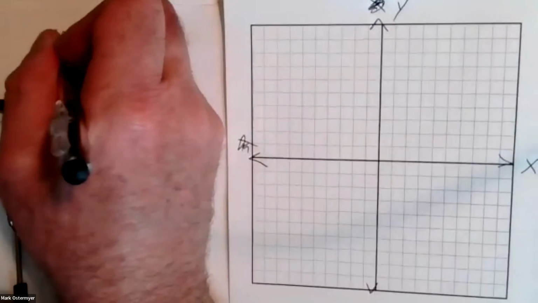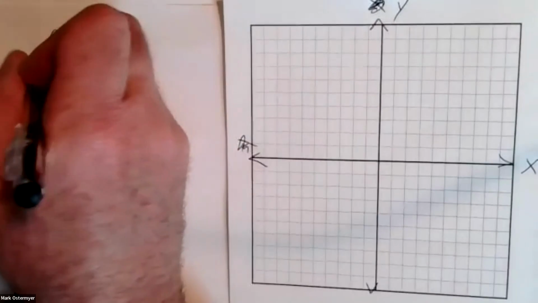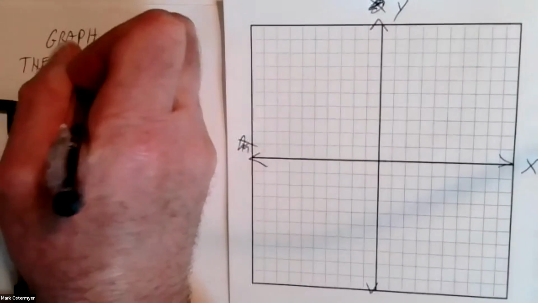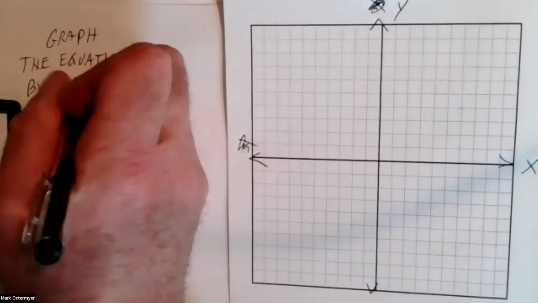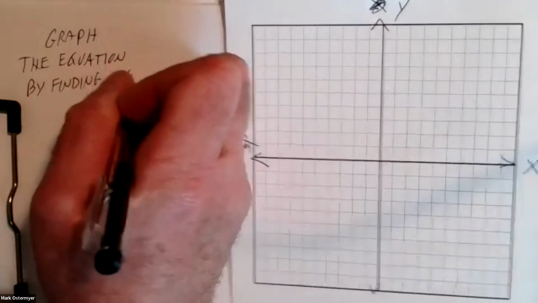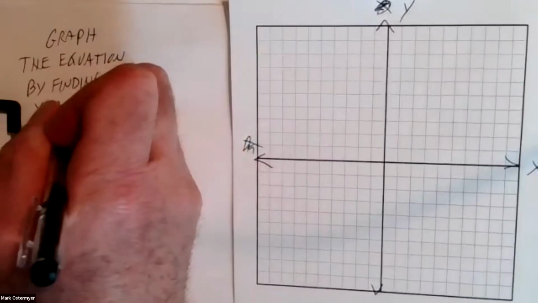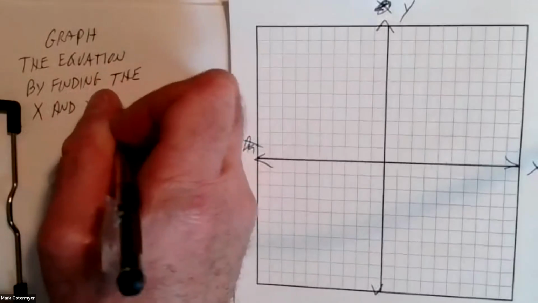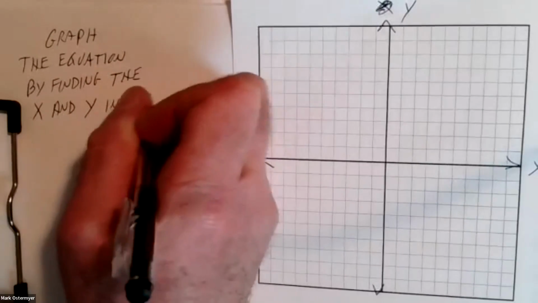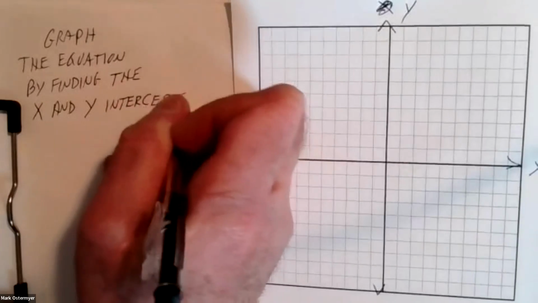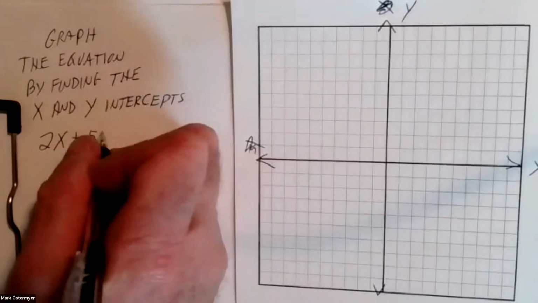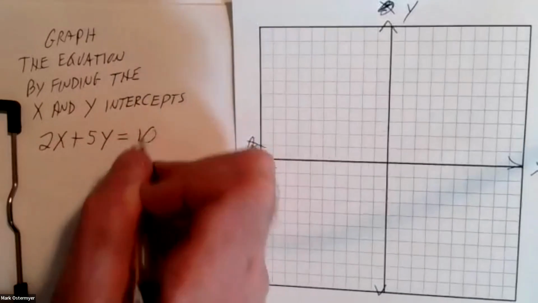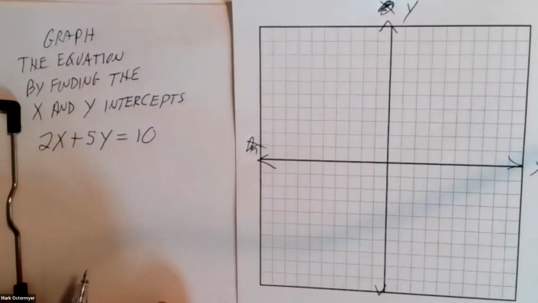So the instructions are going to say graph the equation by finding the x and y intercepts. And here's the equation we're going to play around with. 2x plus 5y equals 10. Okay. So we're going to try to graph this equation by finding the x and y intercepts.